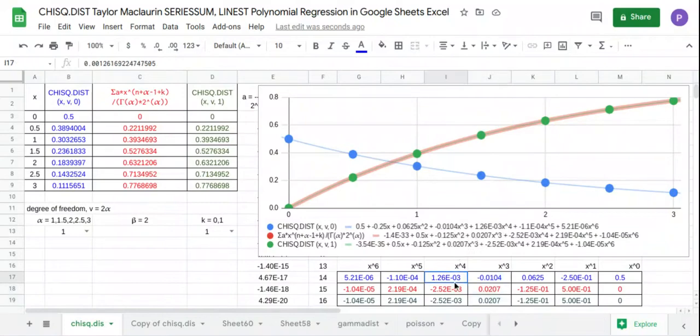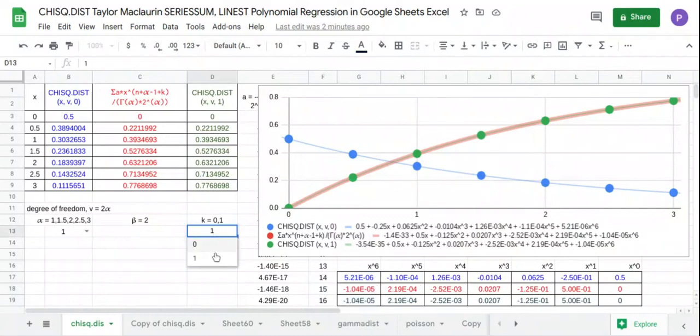And x cubed, 0.0104, 0.0207, 0.0207. X to the fourth, 1.26 times 10 to the minus 3, and this is negative 2.52 times 10 to the minus 3. X to the fifth, negative 1.1 times 10 to the minus 4, 2.19 times 10 to the minus 4. X to the sixth, 5.21 times 10 to the minus 6, negative 1.04 times 10 to the minus 5.